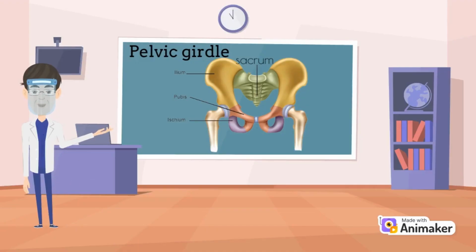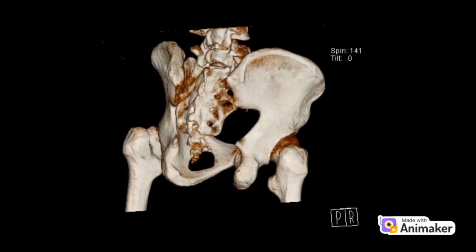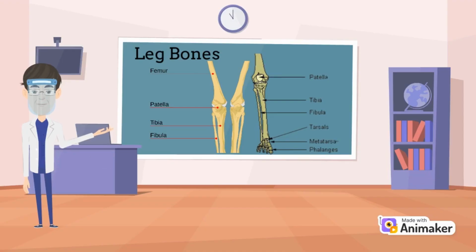The pelvic girdle is the structure to which the leg bones are attached. The pelvic girdle is made up of 2 os coxae or hip bones. Each hip bone is divided into 3 sections: the ilium, the ischium and the symphysis. Leg bones are attached to the pelvic sockets.